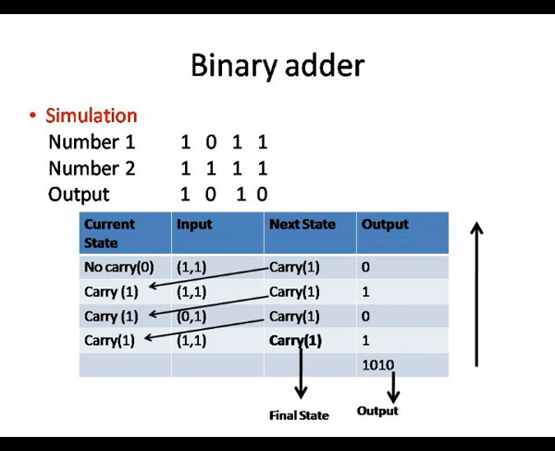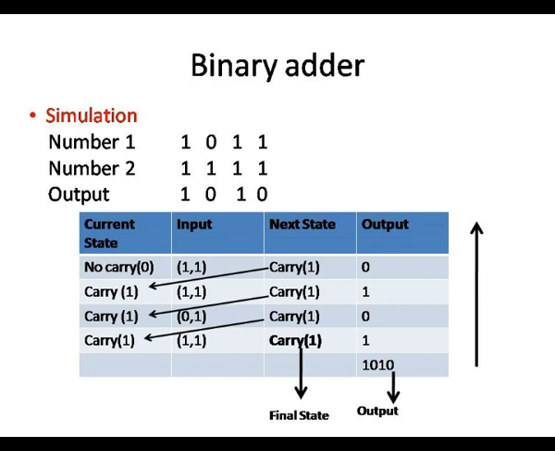Now the next part is the simulation. Let us simulate the working of the binary adder that we have designed for the following two numbers. Number 1 is 1011, this is a binary number. Number 2 is 1111. Now here the table shows the current state, input, next state and output.